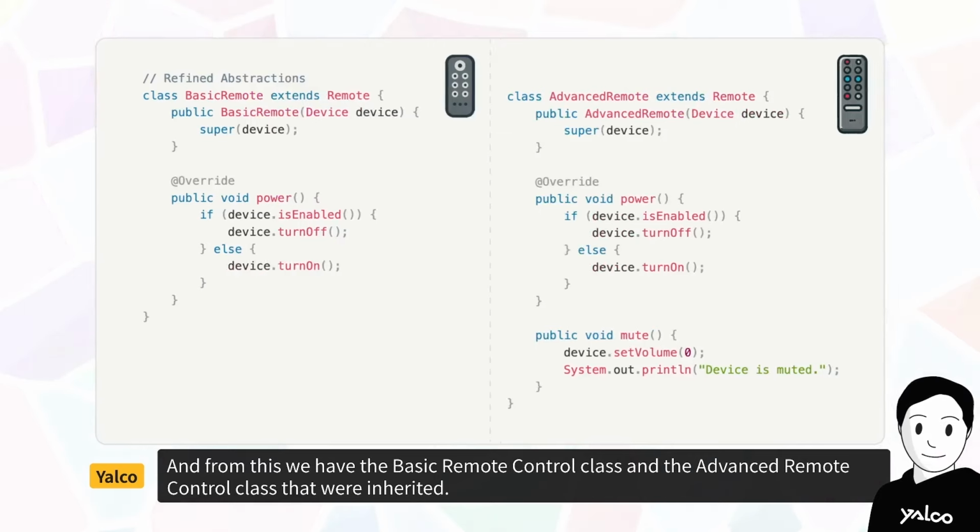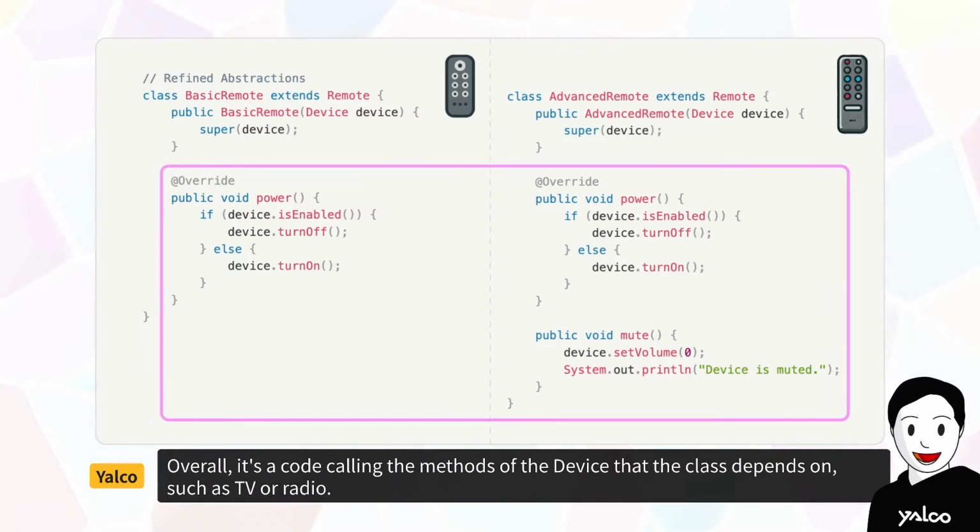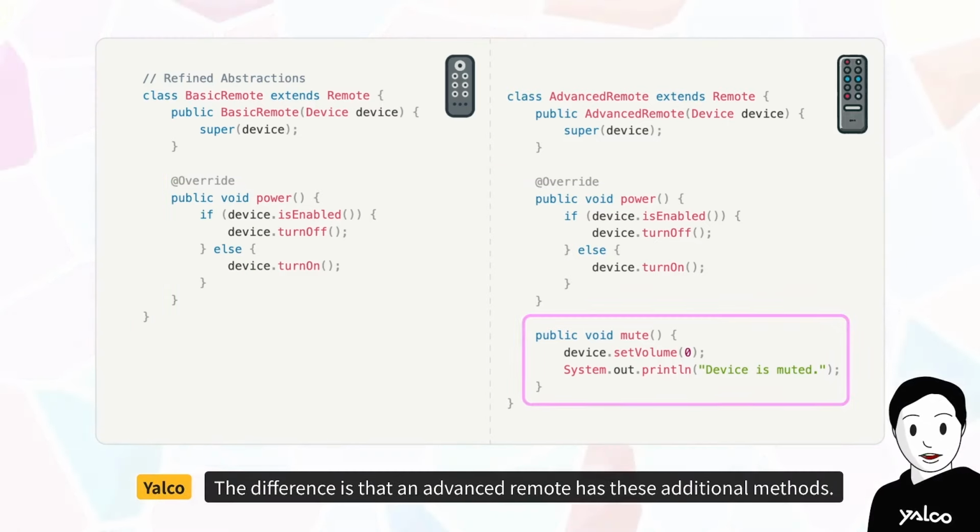And from this, we have the basic remote control class and the advanced remote control class that were inherited. The code is something you can easily grasp just by giving it a quick look. Overall, it's a code calling the methods of the device that the class depends on, such as TV or radio. The difference is that an advanced remote has these additional methods.